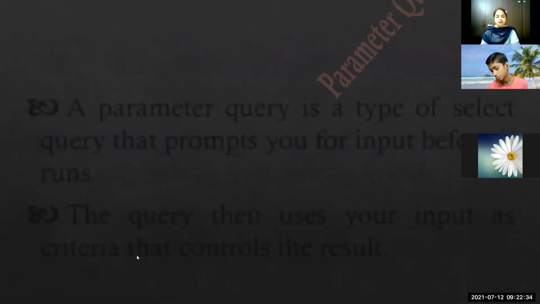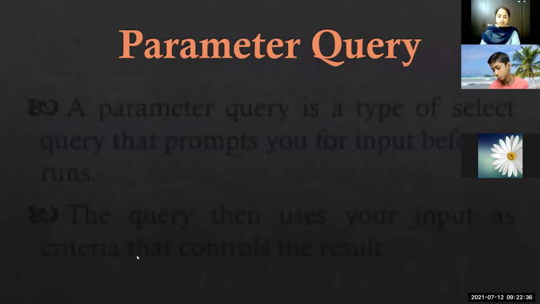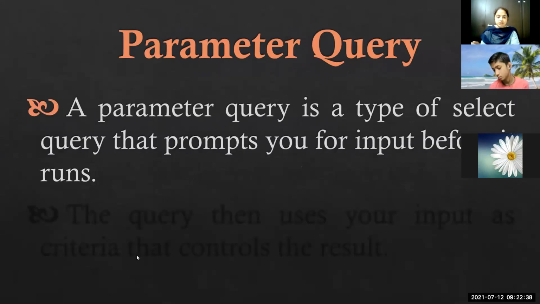Okay. Next is parameter query. A parameter query is a type of select query that prompts you for input before it runs. That means in a select query, we specify the criteria or condition at the design time. At design time I specified that I want to see the records of accounts department. I had written it already. Then save it. And whenever I run that query, it will display me the records of accounts department only.